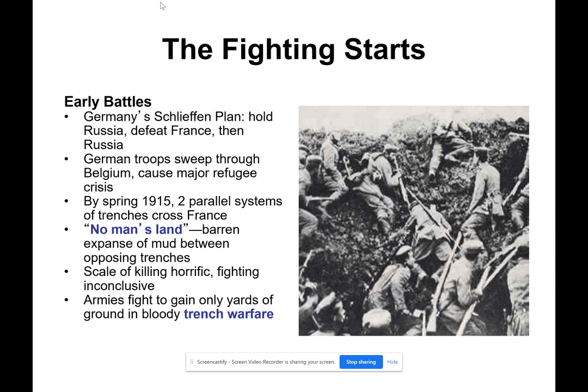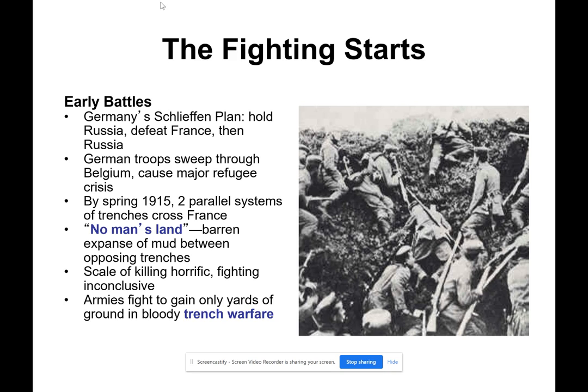So we're going to see the fighting begin. We have early battles like Germany's Schlieffen Plan. They want to hold Russia, defeat France, and then Russia. German troops make their way through Belgium, and they cause a major refugee crisis. A refugee is someone who is in danger and travels in the event of war.